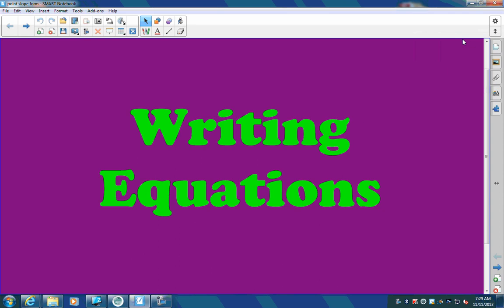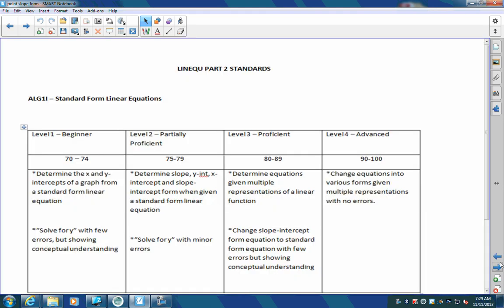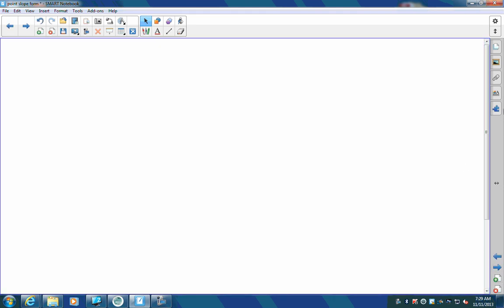All right, we're going to be working on writing equations. We have already worked on equations in slope-intercept form.